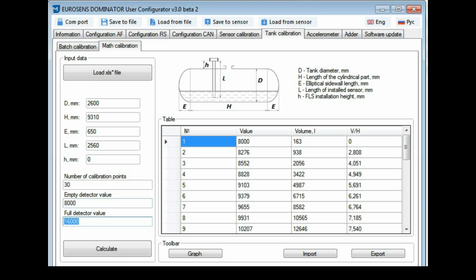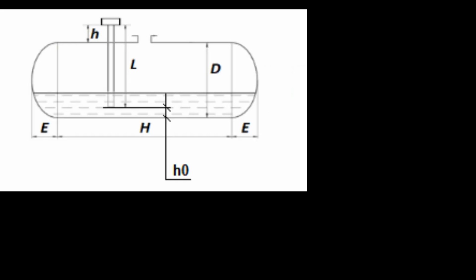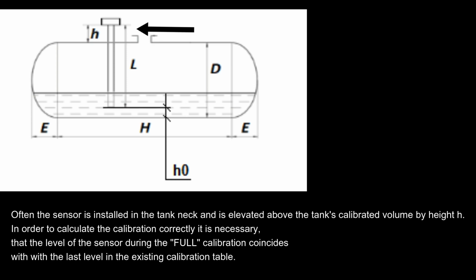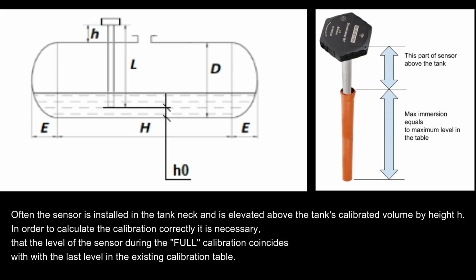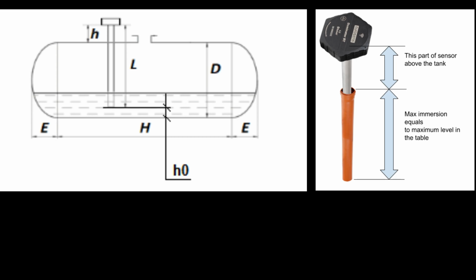Here we need to enter two important values. These are the detector values of a full and an empty sensor. Often the sensor is installed in the neck of the tank and rises above the tank surface. In order to calculate the calibration correctly according to the prepared table, the sensor's immersion level should be equal to the biggest immersion level in the existing calibration table during the whole calibration process.